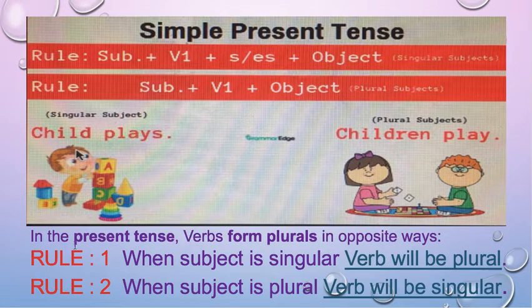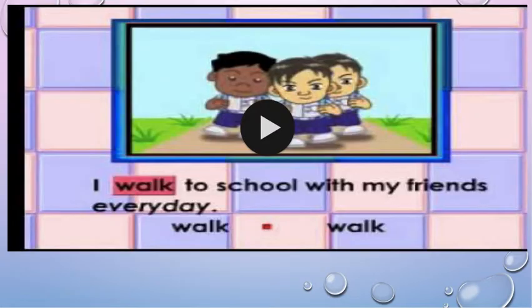In the present tense, verbs form plurals in the opposite way, isn't it? The subject and verb, they are two things in the sentence, and they are opposite in each way. So when the subject is singular, the verb will be plural. When the subject is plural, the verb will be singular. You have to follow this rule when we are doing the exercise in the grammar book.